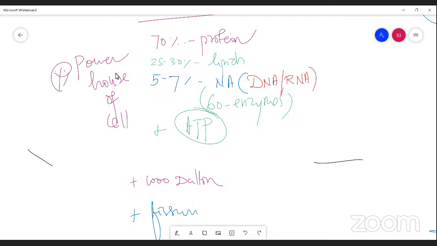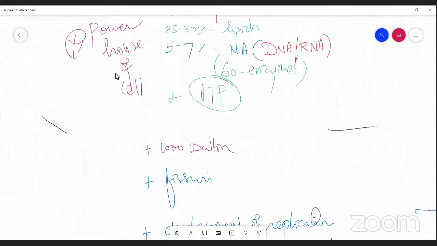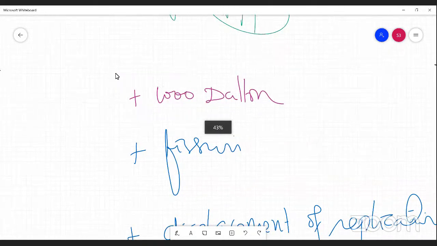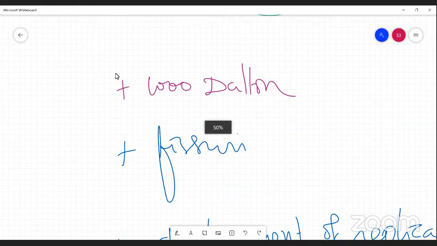Can you mention the different types of enzymes found in mitochondria? 60 types of enzymes. Very good. Okay, what is the weight of this mitochondria? Could you mention? Its weight is 1000 daltons. Very good.